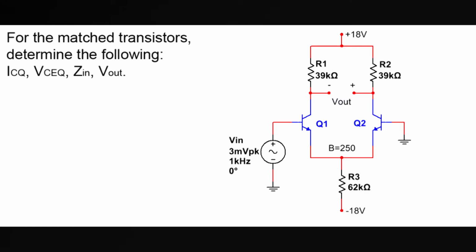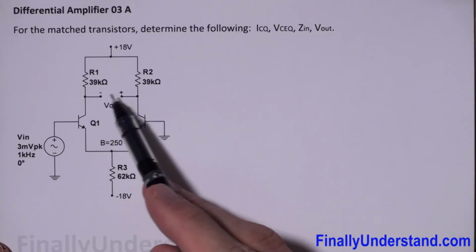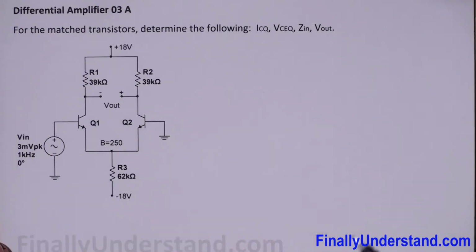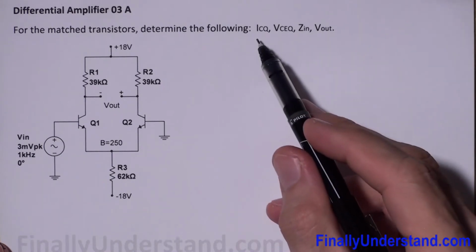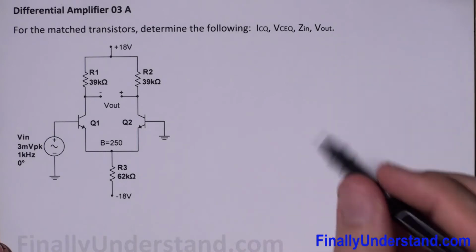Let's take a look at this example. This time we have single-ended input and differential output. Okay, and we have to find ICQ, VCEQ, Zin, and Vout.